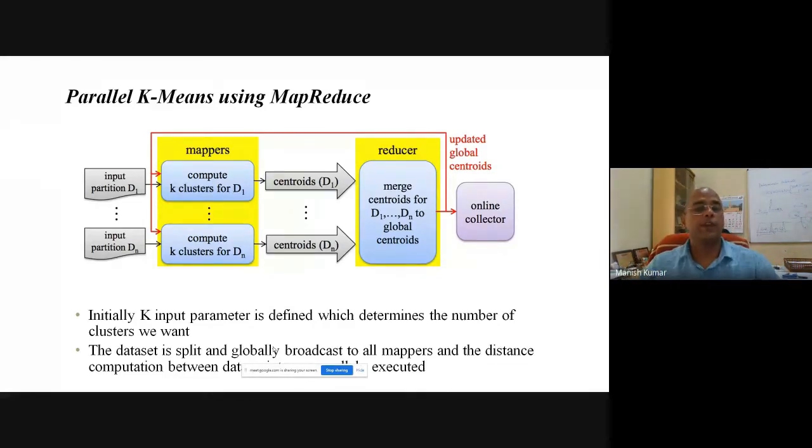So this is what is happening now. What is going on in case of k-means, sorry. Say there are n number of mappers you have, or you can say n number of systems you have, which is actually a part of your cluster. So you have a big data. So you can actually divide your data into n partitions.